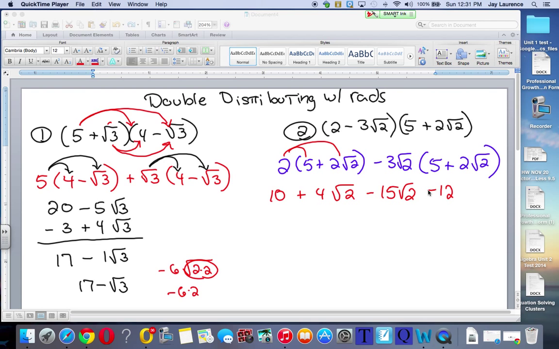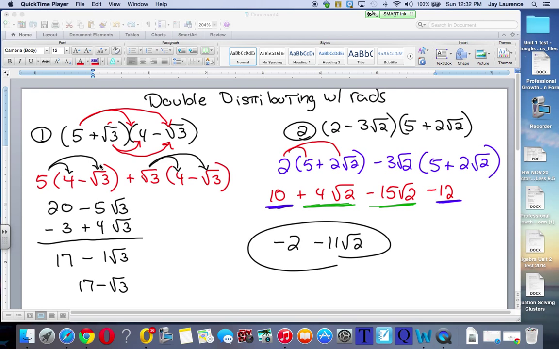Now, I can't seem to get into highlighter mode with the smart notebook problems I'm having. So what I'll do is I'll underline in different colors. So I've got a 10 here, right? And I have a negative 12 here. And over here I have a positive 4 rad 2 and a negative 15 rad 2. So I'm going to put them together. 10 minus 12 is negative 2. And then 4 rad 2s minus 15 rad 2s will be a negative 11 rad 2s. And there you go. We better do a couple more examples here.